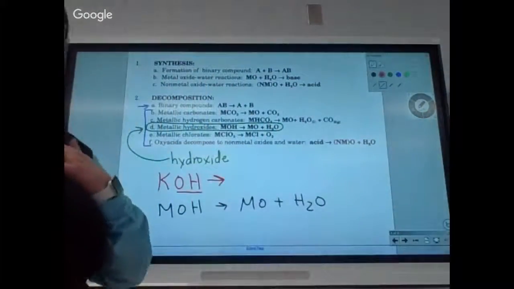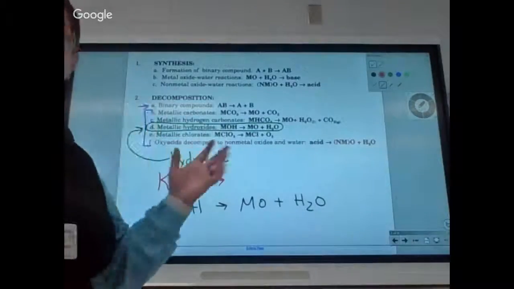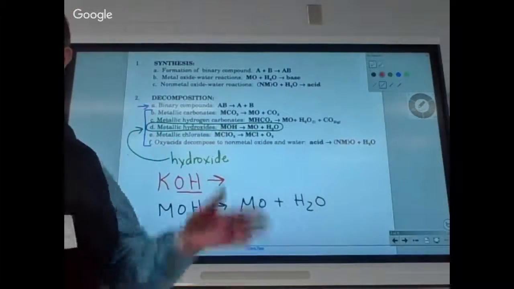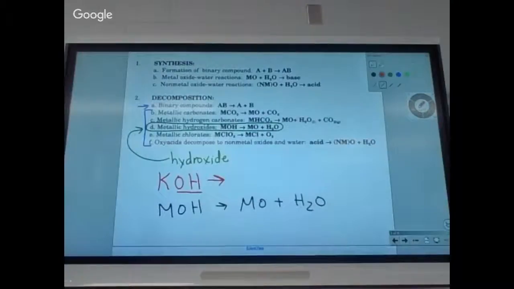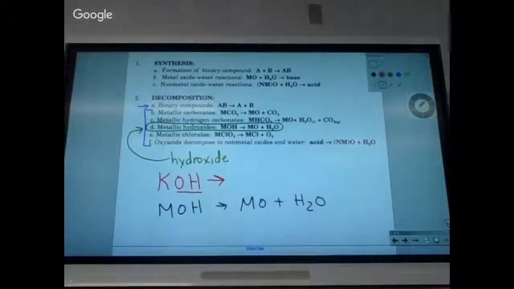If we write a compound, we have to crisscross. If we write an element, we check to make sure it's not diatomic. Okay? All right. Everybody with me? No, hold on. Compounds, we crisscross. Elements, we check for diatomics.